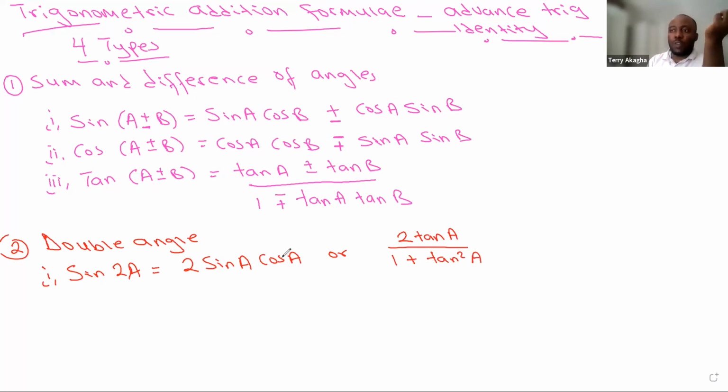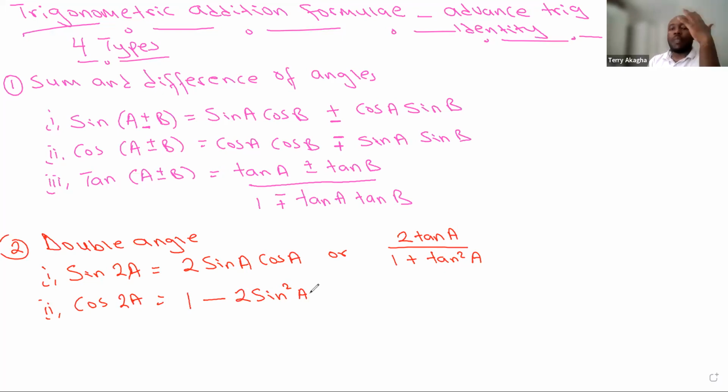You can either use 2 sine a cos a to solve the question, or you can use 2 tan a over 1 plus tan squared a. All right. Now the same thing when we have cos 2a. For cos 2a, it is 1 minus 2 sine squared a.